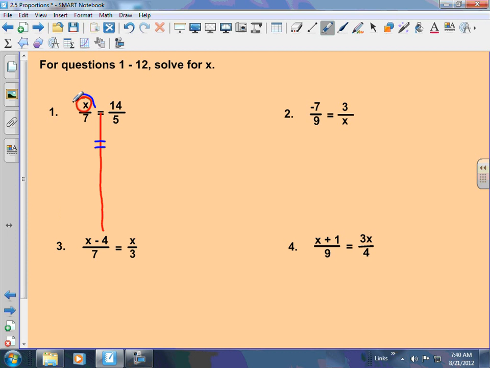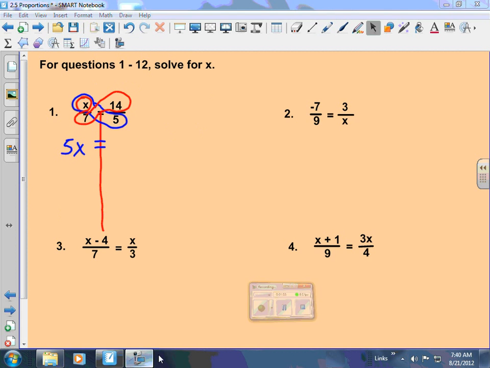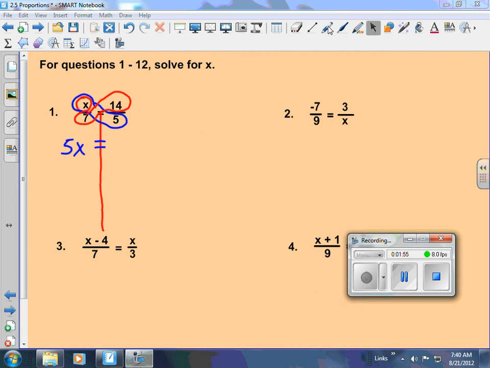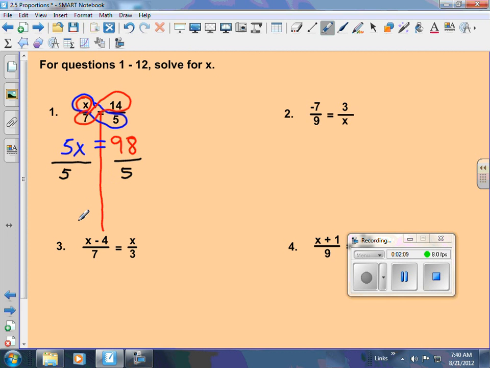So now, I cross multiply, which means x times 5, which is 5x. That goes on one side of the equal sign. Doesn't matter which side it is, just one side of the equal sign. And then I also have to do 7 times 14. Okay, 7 times 14 is 98. Now, in order to get x by itself, I have to divide both sides by 5. Divide this by 5. Divide this by 5. X equals 98 over 5.